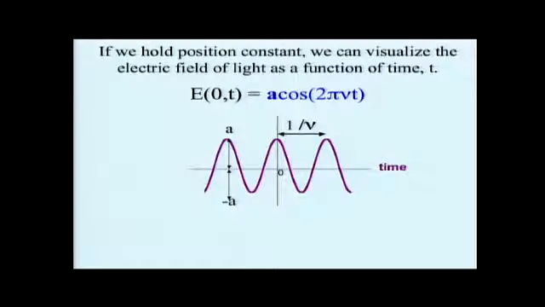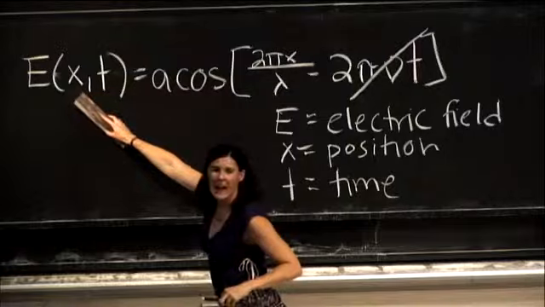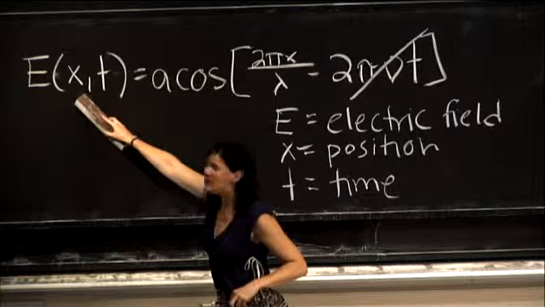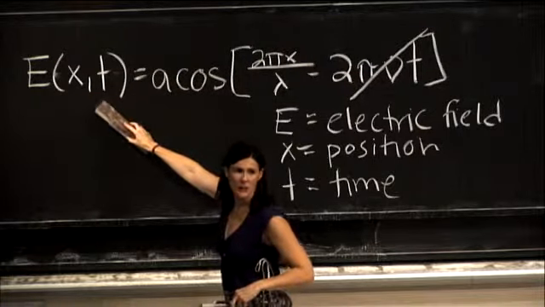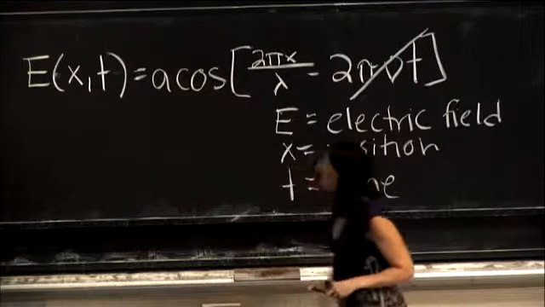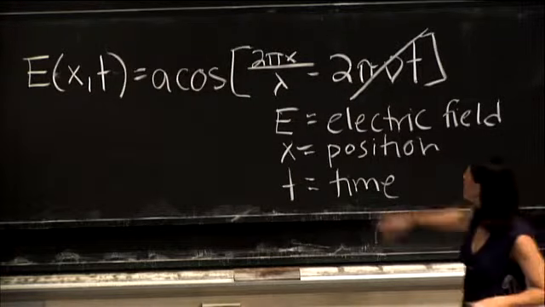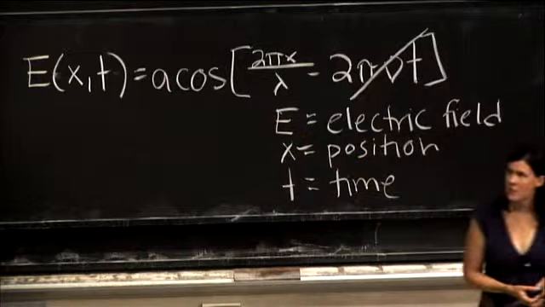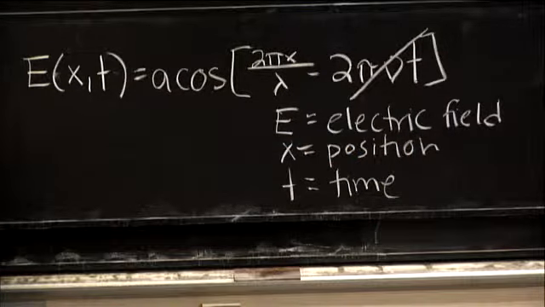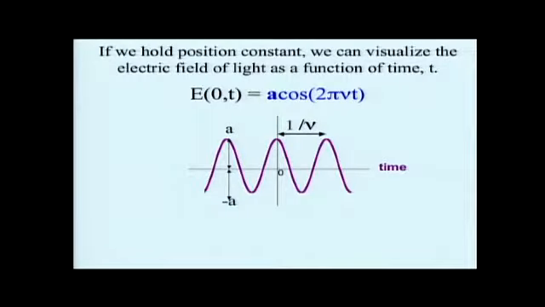We can also do a similar thing, but we can instead be holding x constant, for example, putting x equal to 0, and then all we're doing is considering the electric field as a function of t. So in this case, we're crossing out the first term there, and we're left with amplitude times the cosine of 2 pi nu times t.